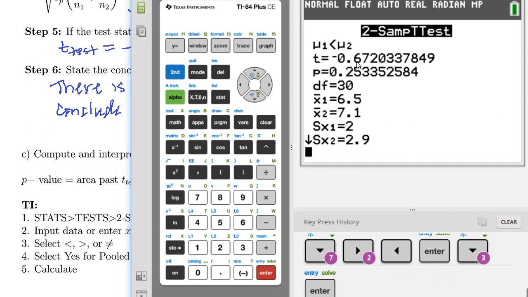And there is our test statistic, negative 0.67, and then a more accurate p-value, 0.2533. So we were off a little bit because we rounded our test statistic. And if you do the draw instead of the calculate, it'll still give you t and p, but it'll sketch the p-value for you.